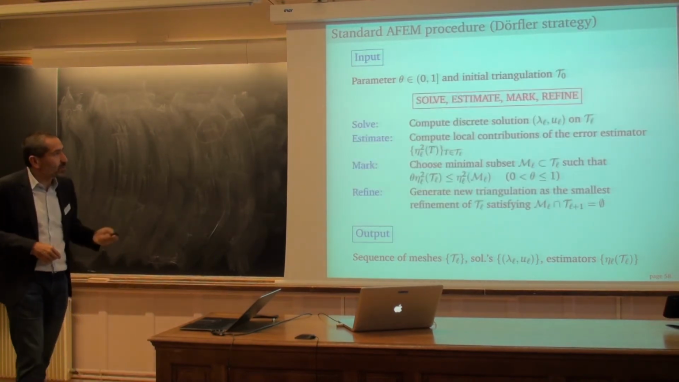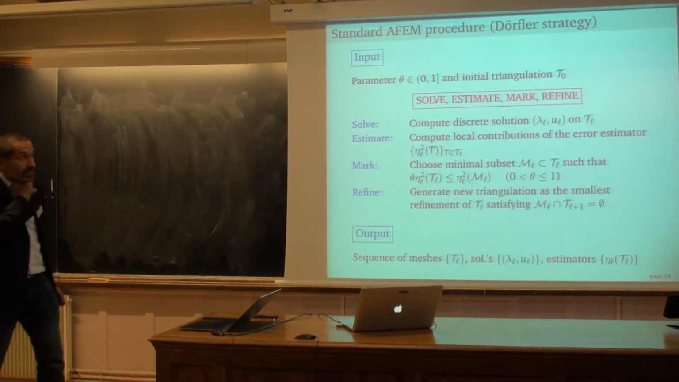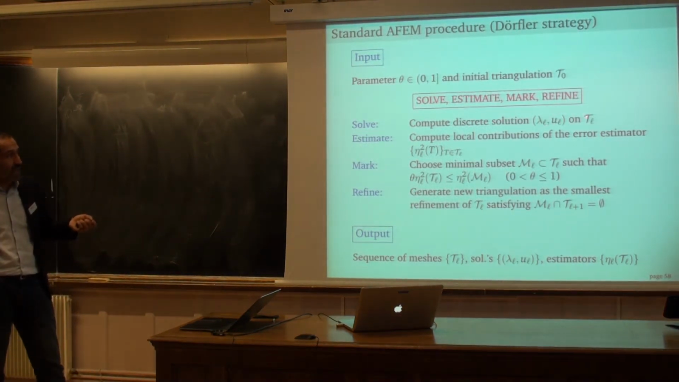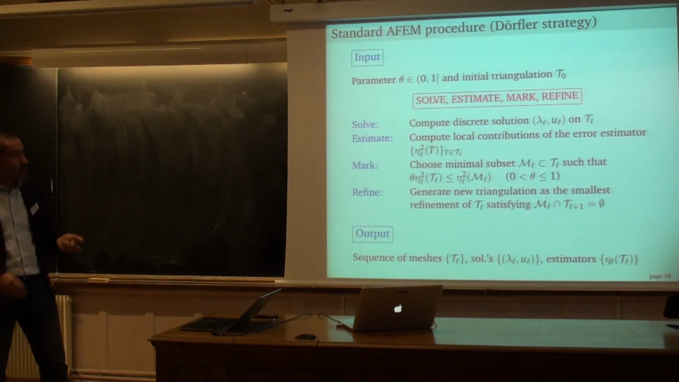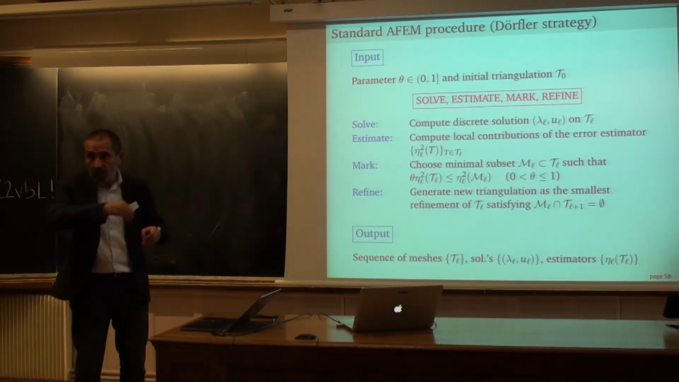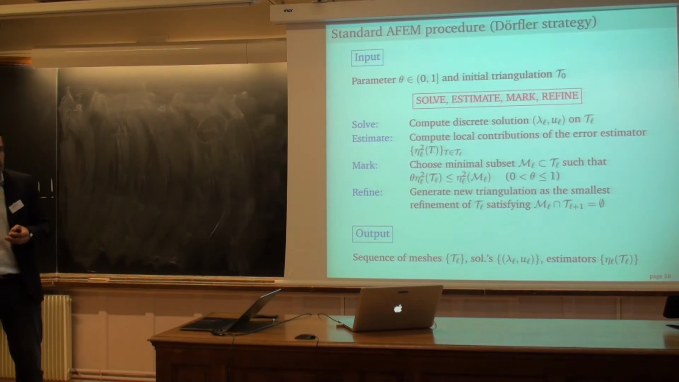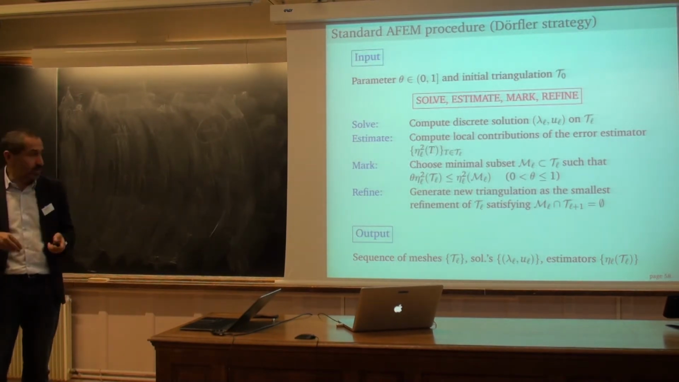What is in between? In between there is a standard solve, estimate, mark, refine strategy. So you first compute the discrete solution at level L, and this is the solve part. Then you estimate. This means that you compute some estimator, which is local and cheap to compute, of course. You don't want to pay too much. So locally, you are computing something that tells you how good your approximation was there.